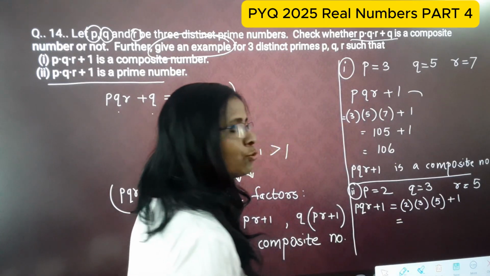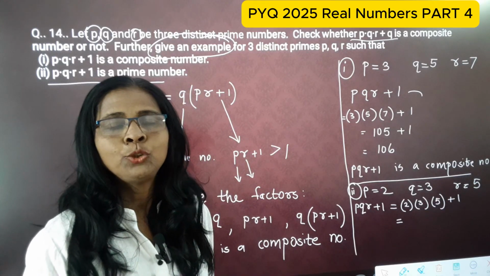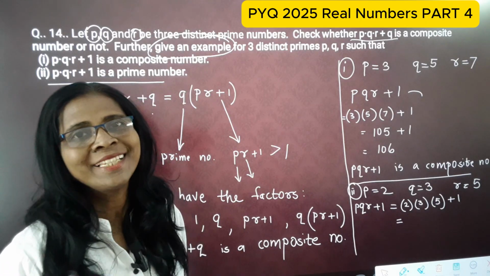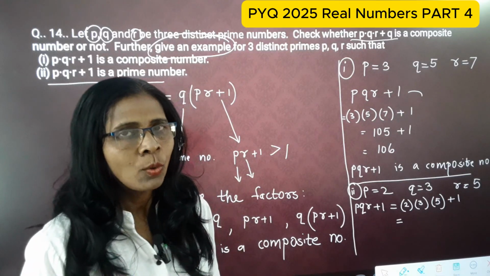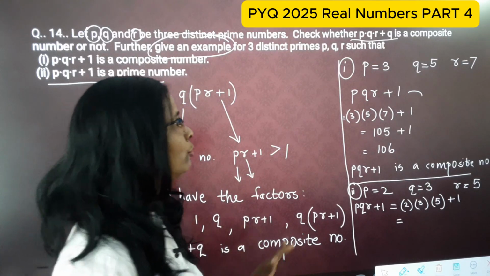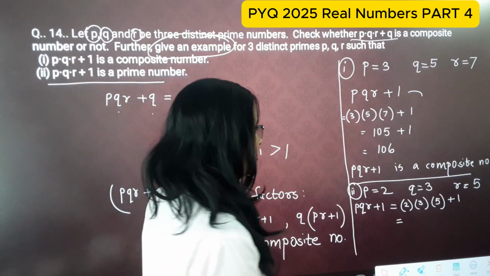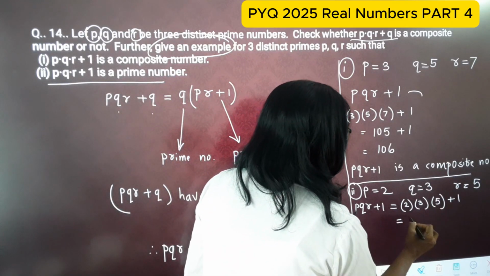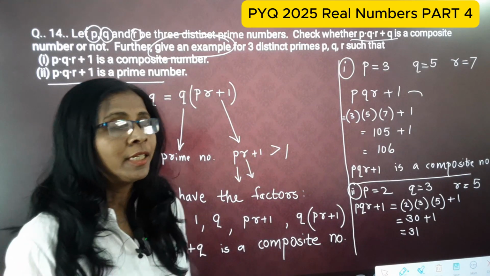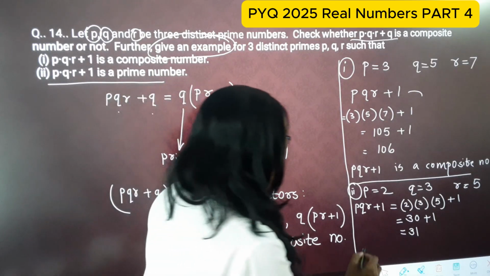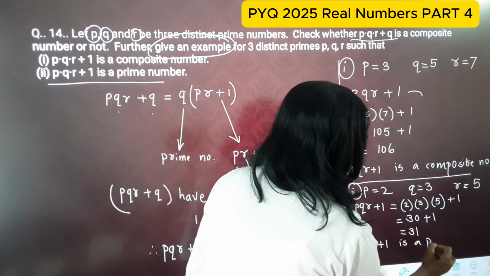Now, students, we assume P, Q and R to be prime numbers, because the given condition is that P, Q, R are 3 distinct primes. So we have to take numbers which are prime and distinct to each other. Now 2 3s are 6, 6 5s are 30, and 30 plus 1 is equal to 31. 31 is a prime number, students, and that means automatically PQR plus 1 is a prime number.